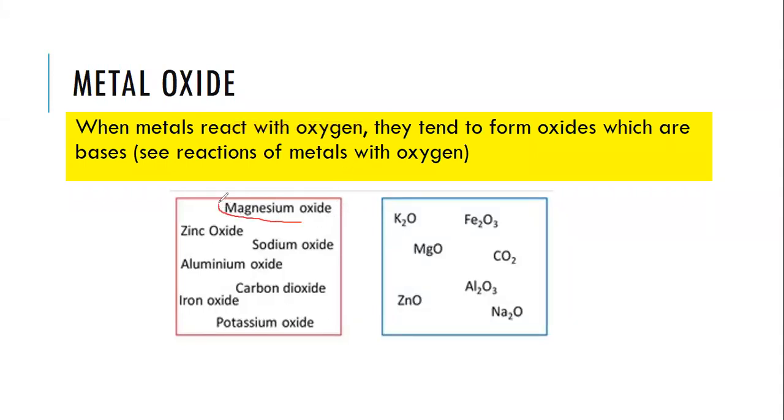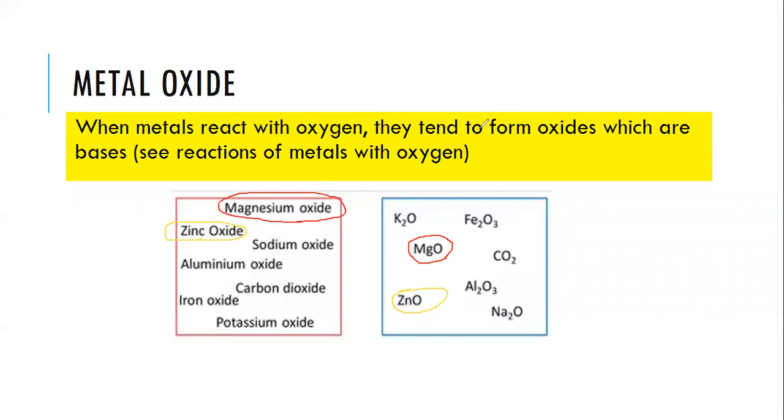The first one is on the left hand side, magnesium oxide. So if you look at the right hand side, which one is magnesium oxide? Very easy to find. This is magnesium oxide. Let's look at another one. So the zinc oxide, I want to find the zinc oxide. Zinc is the metal and the other one is oxygen. So I need to look for the symbol for zinc, Zn, and the oxygen is O. Where is Zn and O? Okay, that is zinc oxide.